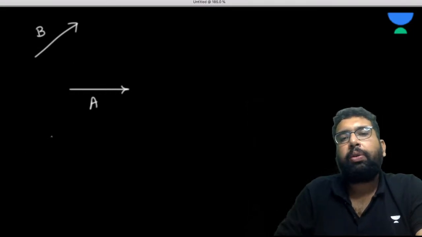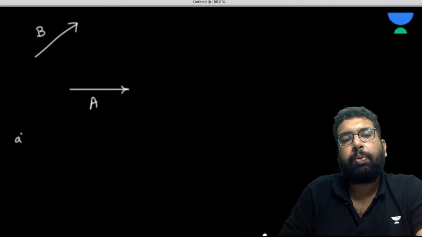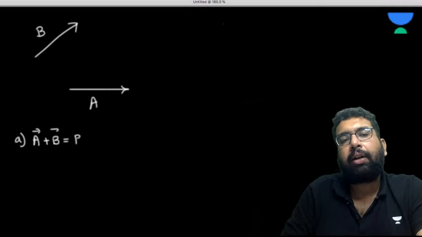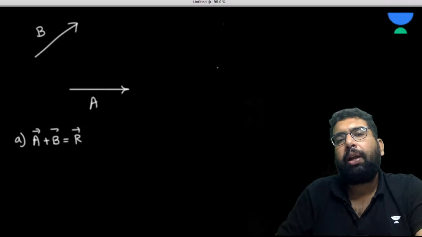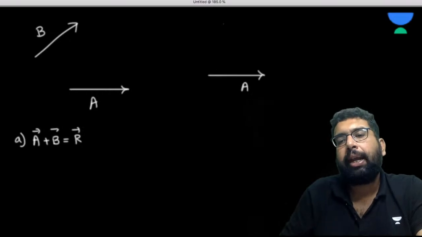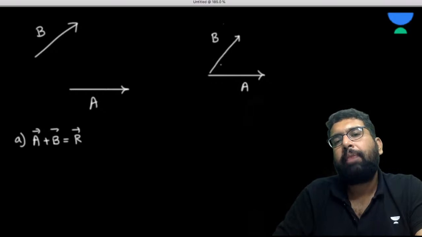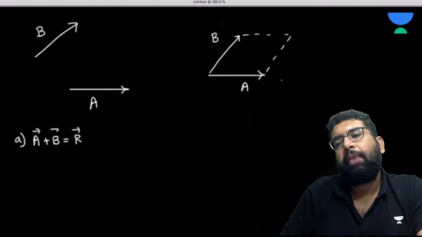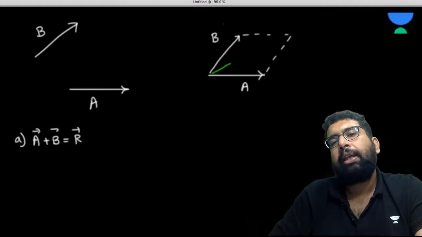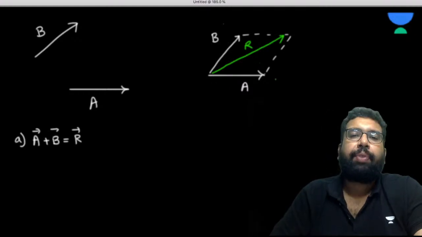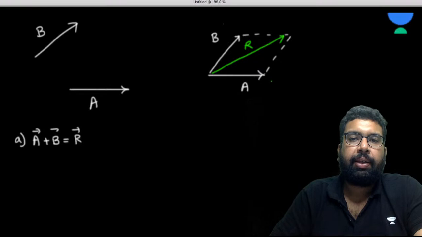Now, if I ask you vector A plus B, let's suppose the resultant is R vector. So, sir, we know it. How do we know it? We do some parallel shifting. So this is A and this is going to be B. We join them tail to tail. Then we complete the parallelogram. Once we have completed the parallelogram, this is the resultant R. Understood? Please answer me.